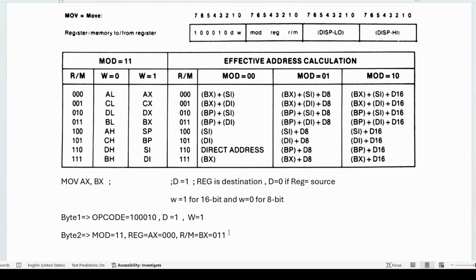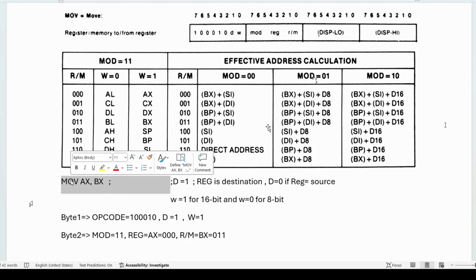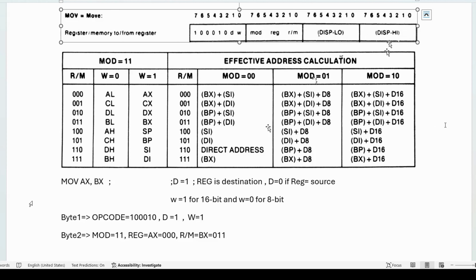Next thing, we will decide what byte 3 and byte 4 are. Byte 3 is displacement low. Since this instruction is all about register mode, there is no memory. If there is no memory, we won't have any displacement. So displacement low and displacement high would not be considered in this case. In the next video, I will do some conversion for memory mode, and you will see how you can actually use these two bytes.